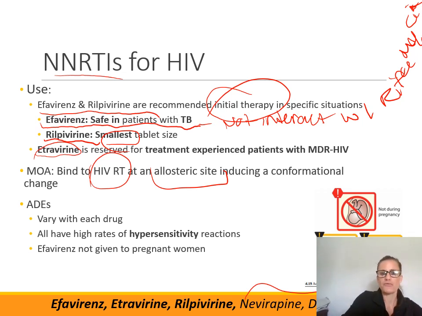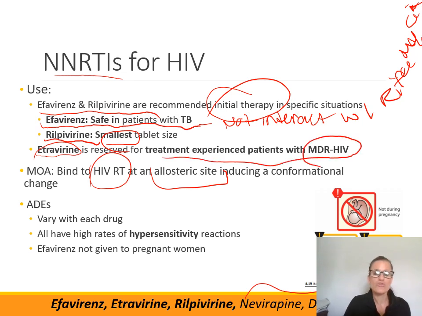Etravirine is reserved for treatment-experienced patients with multi-drug resistant HIV. Etravirine is effective against resistant HIV, so we don't use it as initial therapy. We hold it back until the virus is mutated and it's resistant to other therapies, and then we give the etravirine.